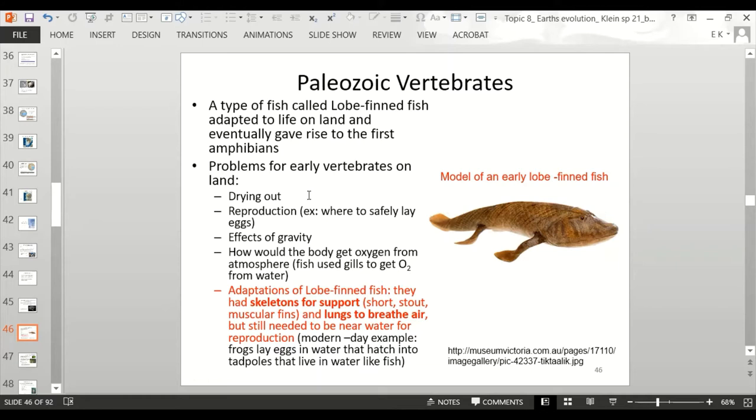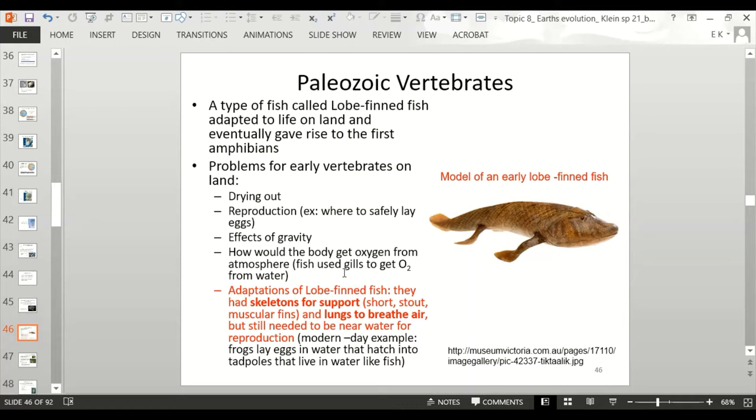So the problems included drying out. Okay, they had the potential for drying out, like their bodies, because their skin, they're still evolved from animals that were used to living in water. Reproduction, for example, where could they safely lay their eggs? Because amphibian eggs are more like fish eggs, where they don't have a hard shell. Also, how are their bodies going to deal with the effects of gravity? And how would their body get oxygen from the atmosphere? Because fish use gills to get oxygen from the water. So then how would the early land animals be evolved to get oxygen, right? They're not going to use gills anymore to get oxygen from water.